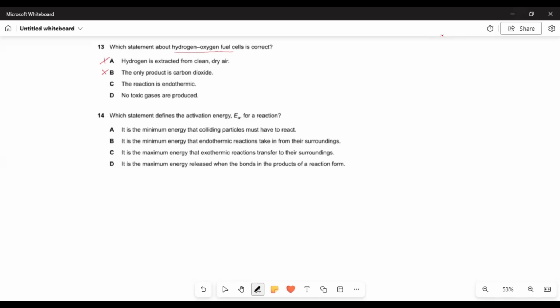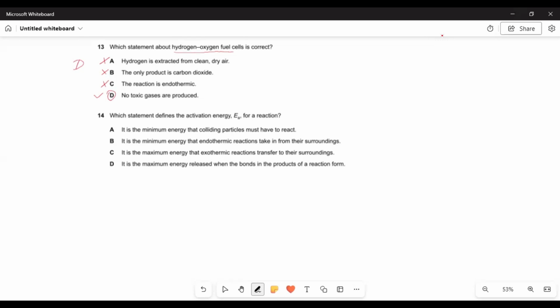See, the reaction is endothermic. It is a fuel cell. How can we use an endothermic reaction here? So it is also wrong. So the correct option is only D. But see what this is: no toxic gases are produced. Yes, no toxic gas is produced. But you know that the negative effect of a hydrogen-oxygen fuel cell is that it produces water, and water vapor itself is a greenhouse gas. It absorbs infrared radiation.